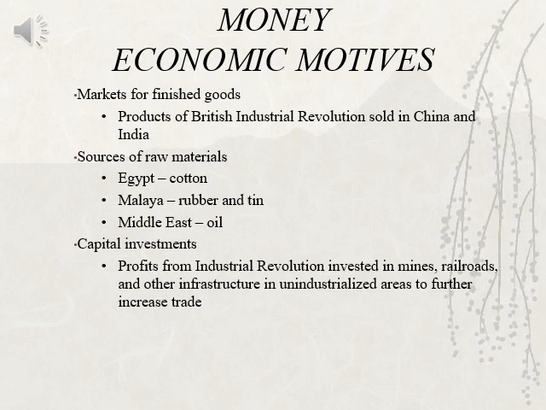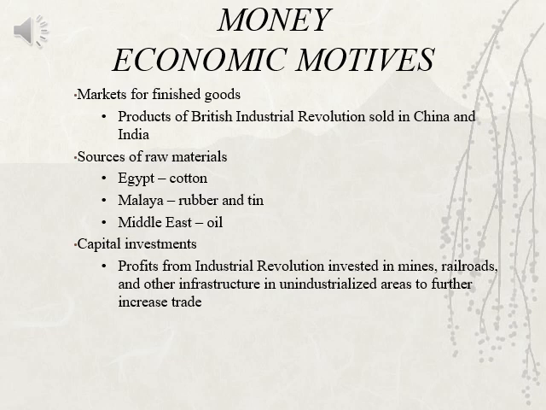Now we can begin to look at the money or the economic motives. So these other nations, these imperialized nations, these conquered nations, provided markets for finished goods. Products of the British Industrial Revolution were sold in China and India, just as evidence. They also became major sources for raw materials. Egypt had the cotton trade, Malaysia had rubber and tin, and the Middle East had copious or large amounts of oil.